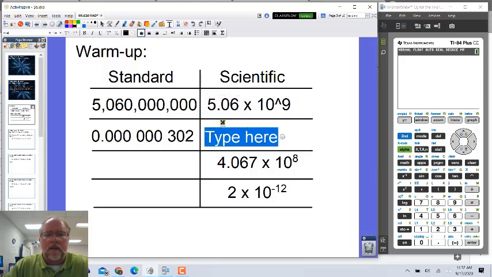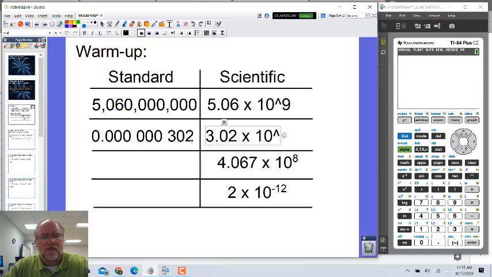Now, in a small number, such as this one, we're going to use a negative exponent. So we still look at the significant digits, and in this particular one, we have the 302. So 302, then I need to place a decimal in this number so that its value would be between 1 and 10. So it's going to go right here. And then I do times 10, then the exponent. But this time, we have a negative exponent because it's a small number.